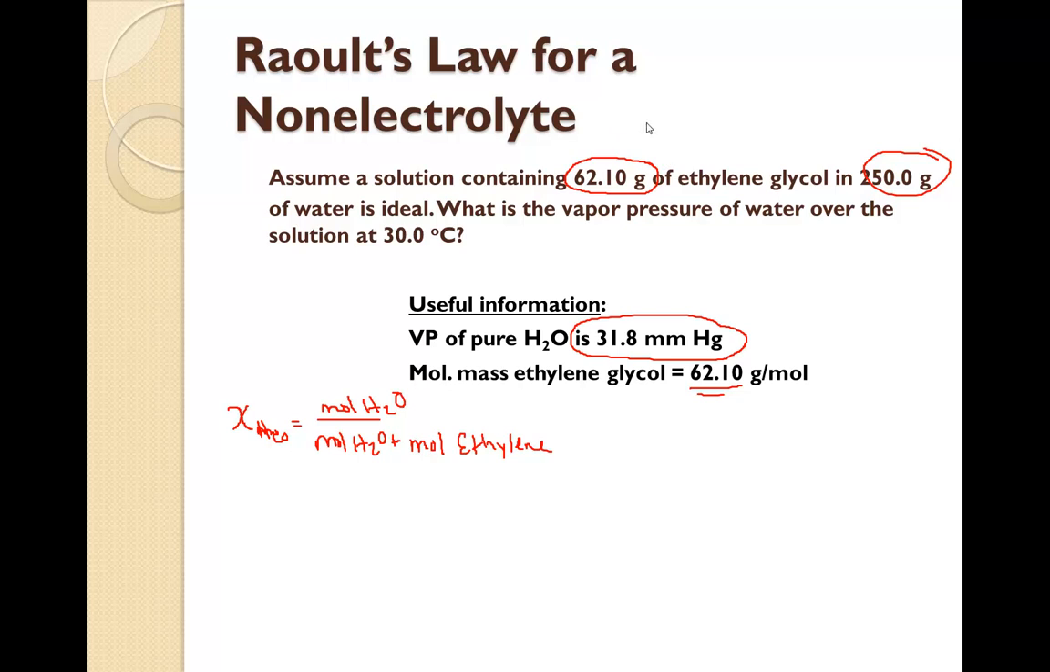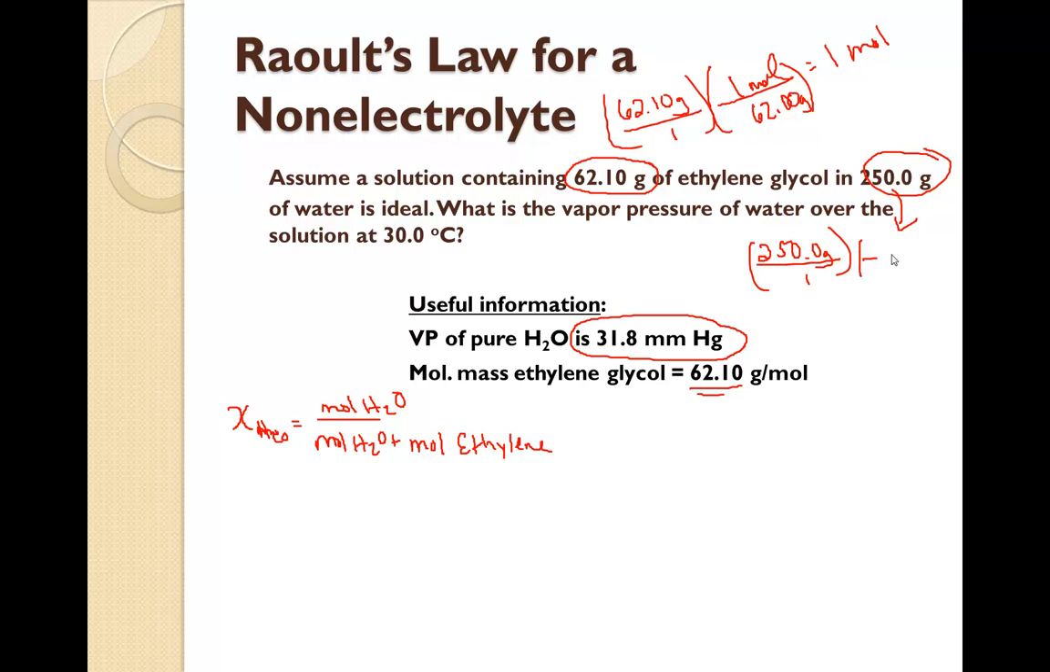We're going to put 62.10 down on the bottom because that's the molar mass. So we have 1 mole of the ethylene glycol. For the water, 250.0 grams. The molar mass of water is 18.02. We figure that out by looking in the periodic table. We have 2 hydrogens and 1 oxygen. We divide that out and it comes out to be 13.9.